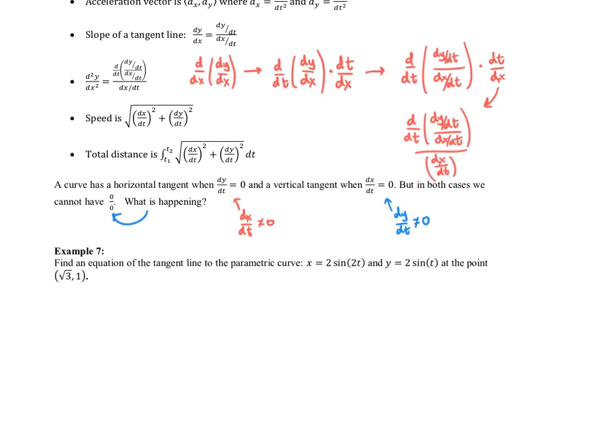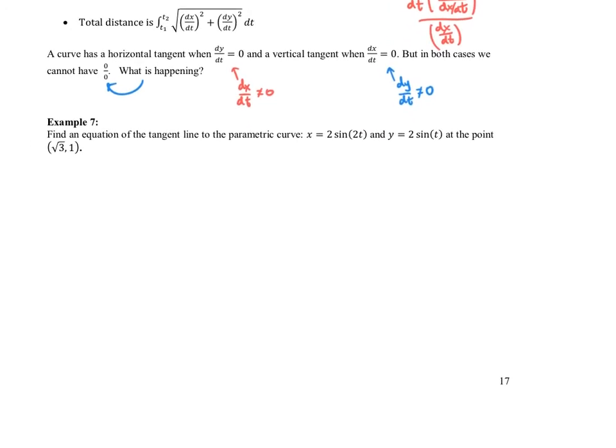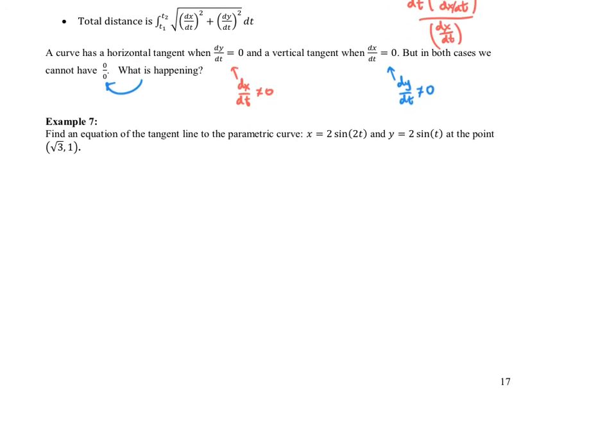So with example 7, we're going to find an equation for the line tangent to the parametric curve at the point square root 3, 1. So our first step is to identify the slope. Remember we have the slope dy/dx, which is equal to dy/dt divided by dx/dt. And we don't have either of those equations, so let's go ahead and calculate those. For dy/dt, we have 2 cosine t, and then for dx/dt, using the chain rule, we have 4 cosine of 2t. So what we're going to do is evaluate this.